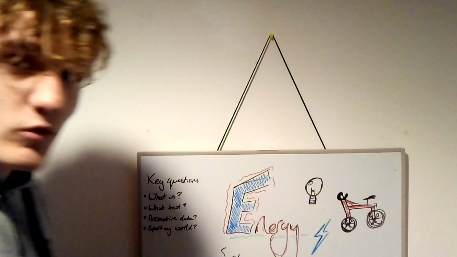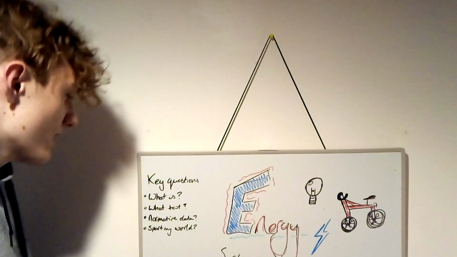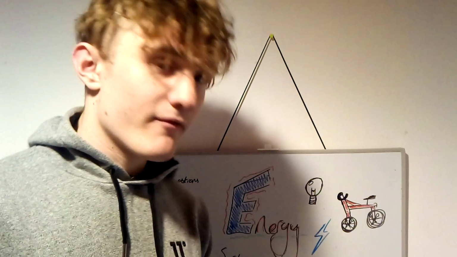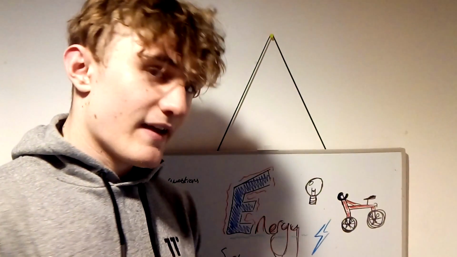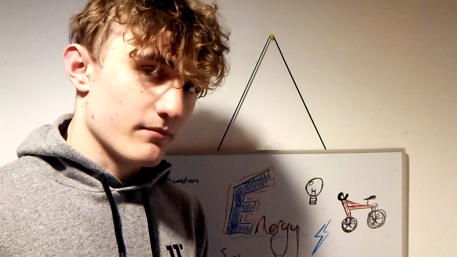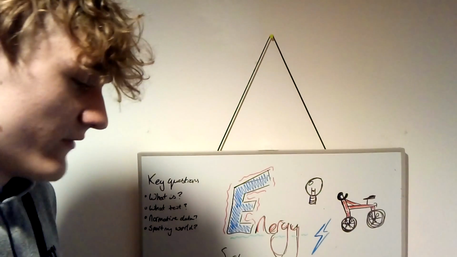Right then, what's next? We're on to our key questions. You should know the formula by now, guys. Come on, keep up. What are our energy systems? Well, there's 3 of them. We've got our creatine phosphate, we've got the lactic acid, and then we've got the aerobic energy systems. Also, we have anaerobic, which is obviously aerobic with oxygen, anaerobic without. You get the gist of it.